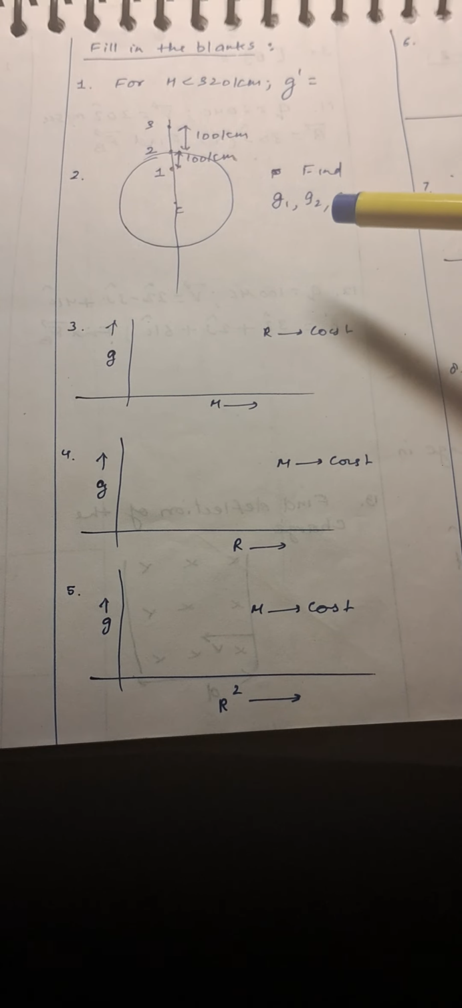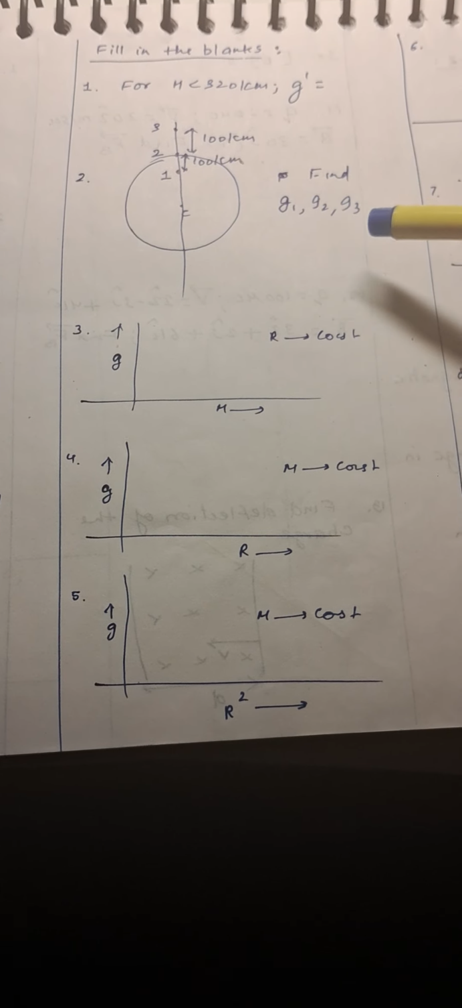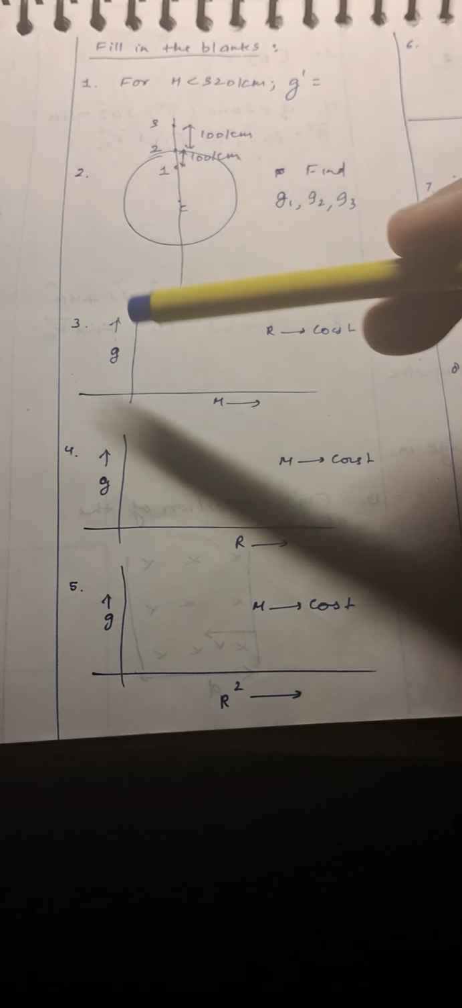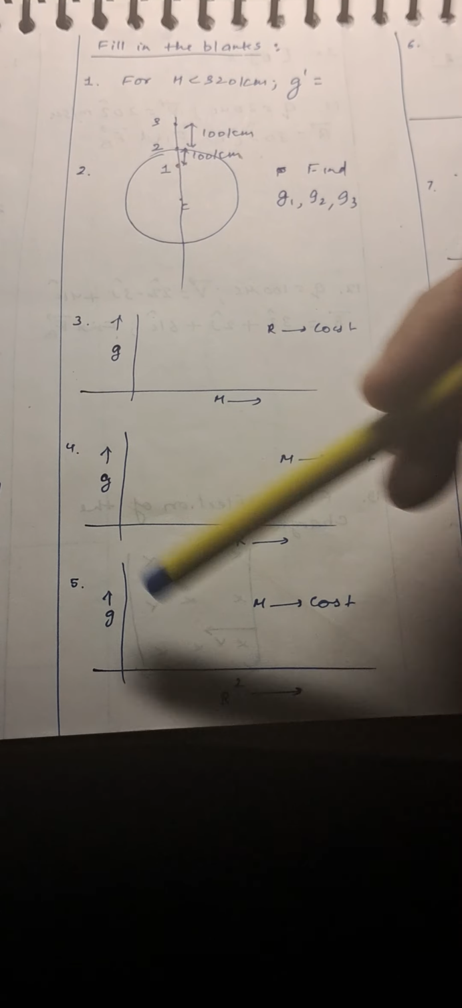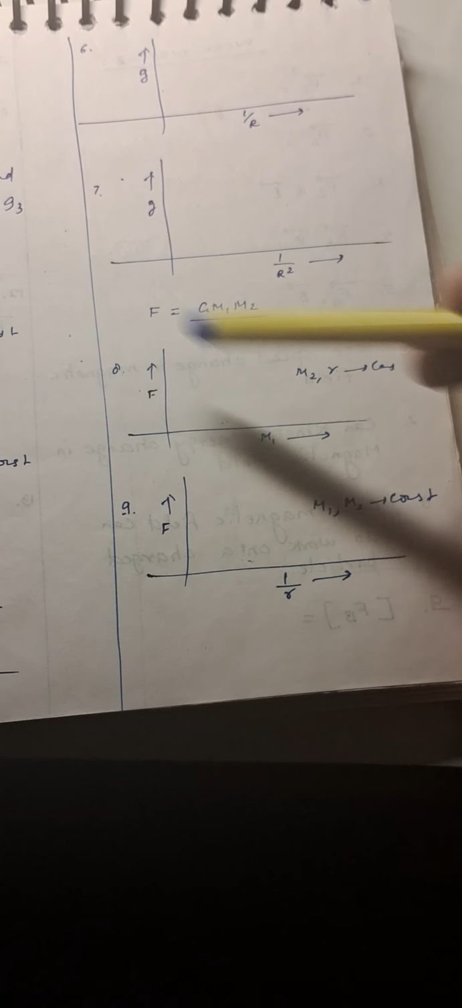Then we are being given another question in which we need to find gravitation acceleration at points 1, 2 and 3. Then we have some graphical based questions. We need to draw g-h graph, then g-r graph, then g-r square graph, then g versus 1 by r square, F, m1, F, 1 by r graph. So these are the graphical based questions on gravitation itself.